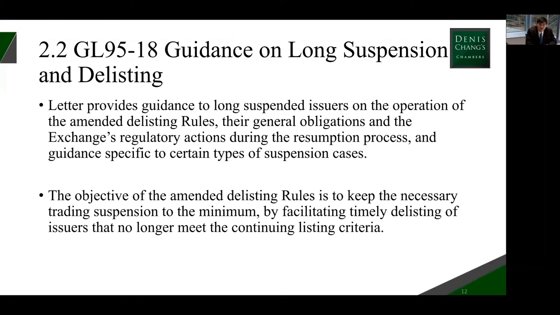And so the exchange decided once and for all to set a long stop date, as it were, of 18 months. The objective of the delisting rules is to keep the necessary trading suspension to a minimum and to facilitate timely delisting of issuers that simply no longer meet the continuing listing criteria. Again, the underlying policy concern is clear: it is to protect and maintain the reputation and public interest of an orderly market.